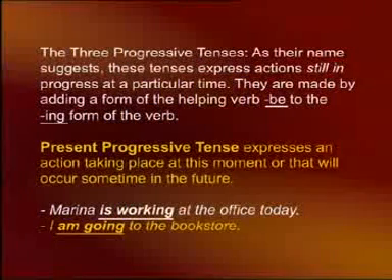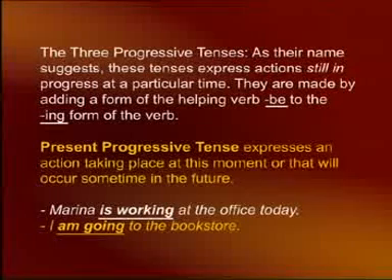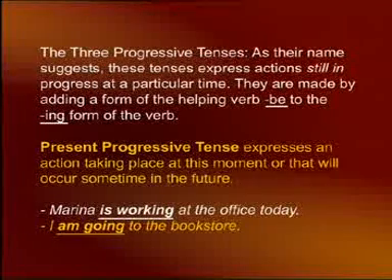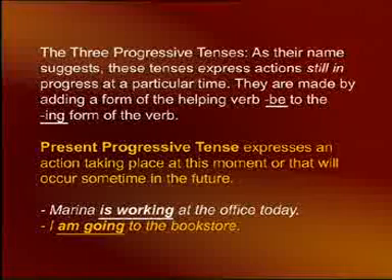The first progressive tense is the present progressive tense. It expresses an action taking place at this moment or that will occur sometime in the future. For example, Marina is working at the office today. Is working, ing, and is, which means that the action is taking place right now. I am going to the bookstore.